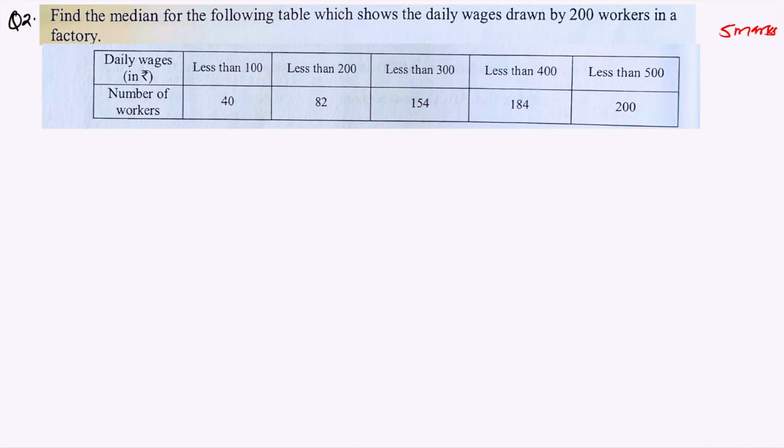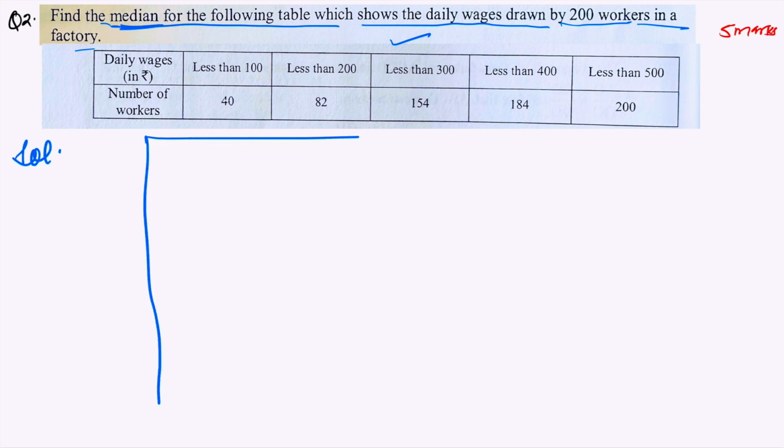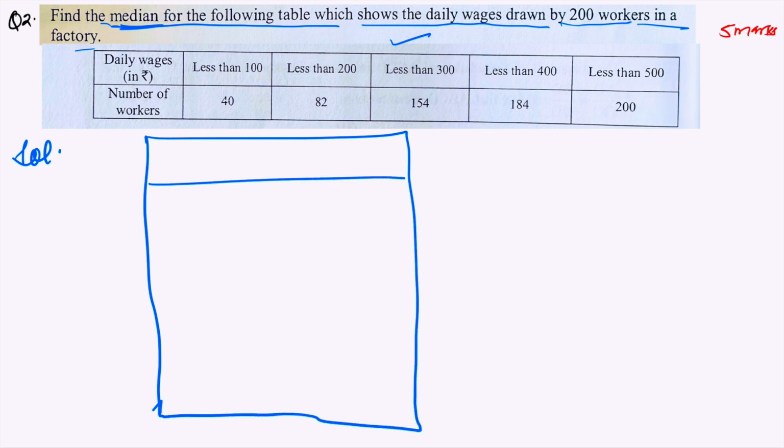Clear? Okay. Question number 2 says: find the median for the following table which shows the daily wages drawn by 200 workers in the factory. We are given the table, so what we have to find is the median. Let's draw a table for the median. To find the median class, we have to draw the cumulative frequency table.